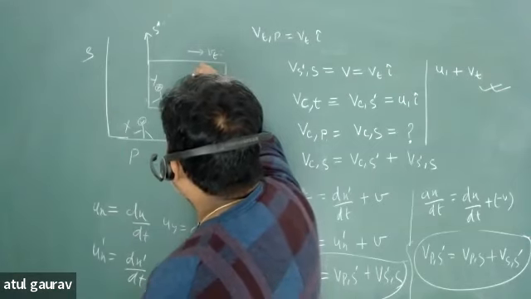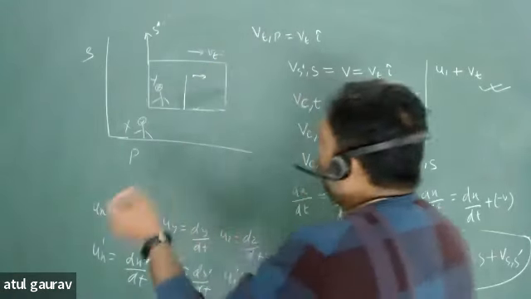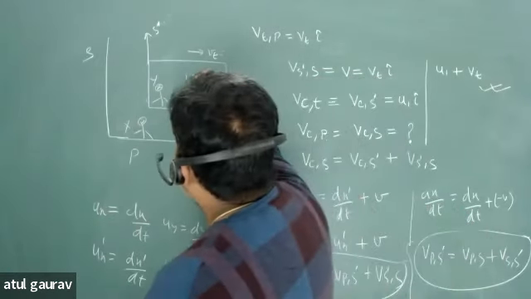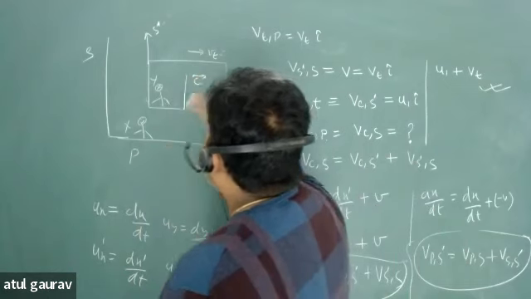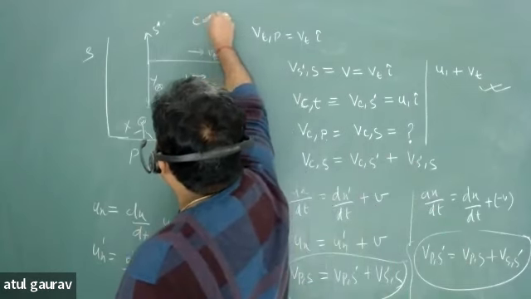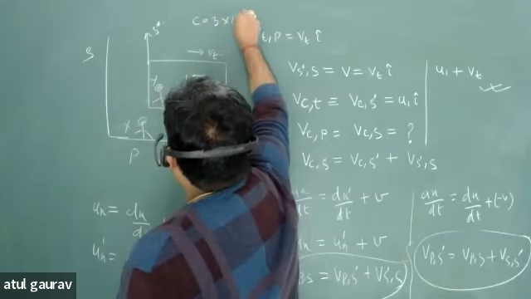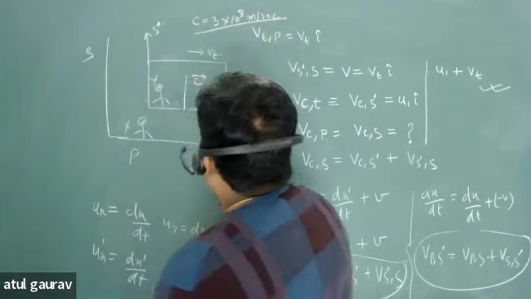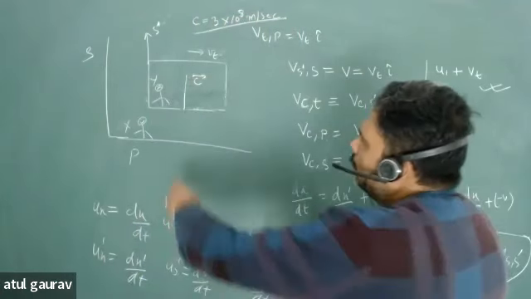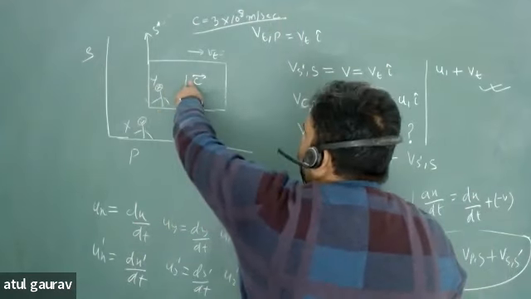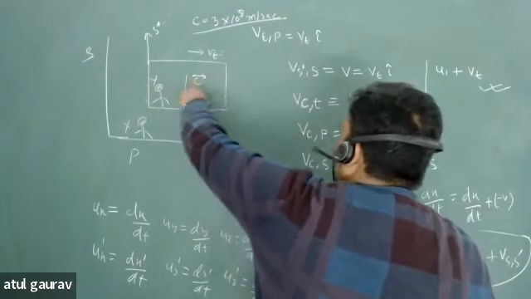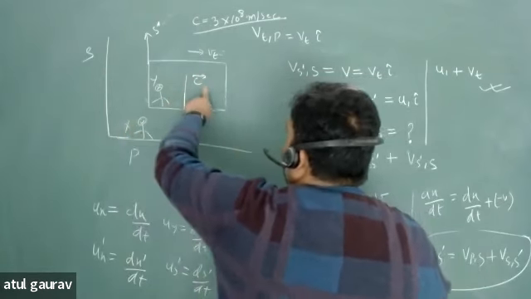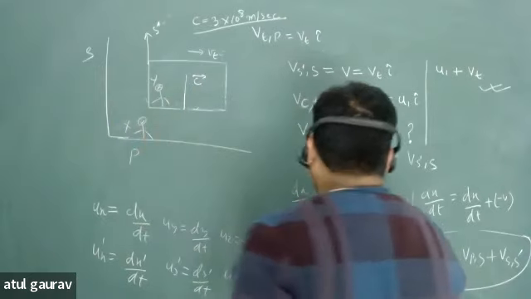And there is a light pulse emerging from this particular laser gun. What will be the speed of the light pulse? C. And what is this particular C? This C is nothing but 3 into 10 to the power 8 meter per second. Now, this person measured this light pulse moving with the speed of light, that is C. He is again asking this person, what will be this speed of light with respect to you?